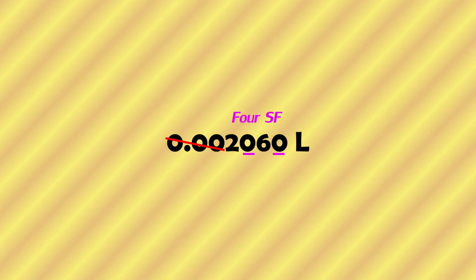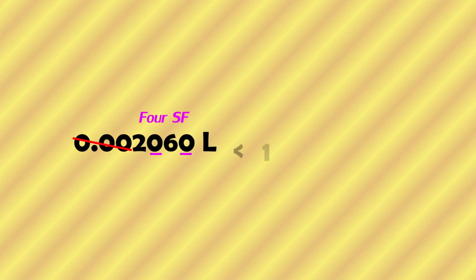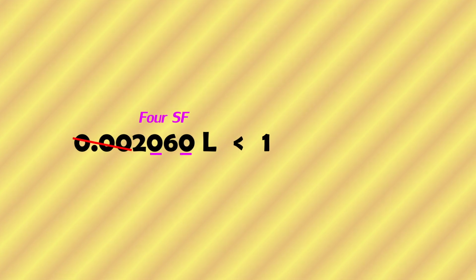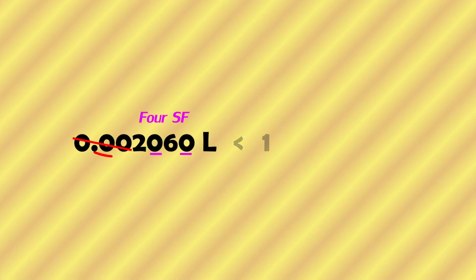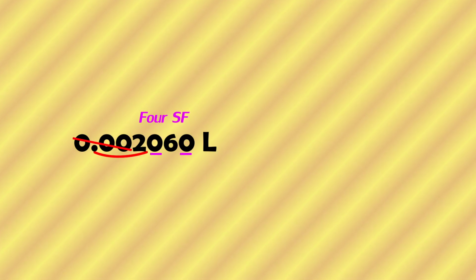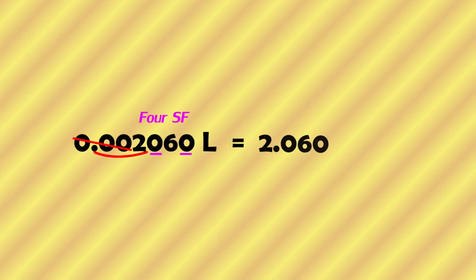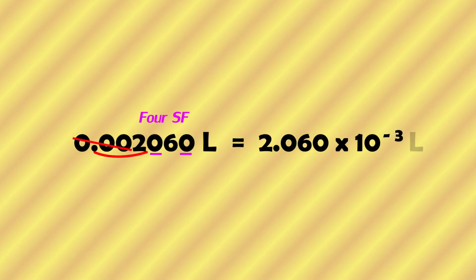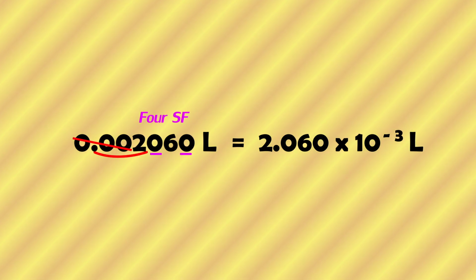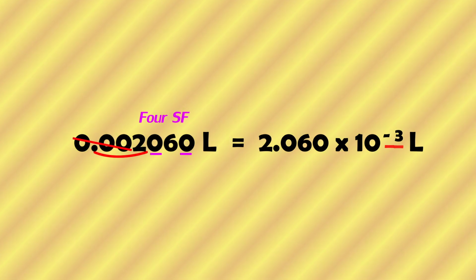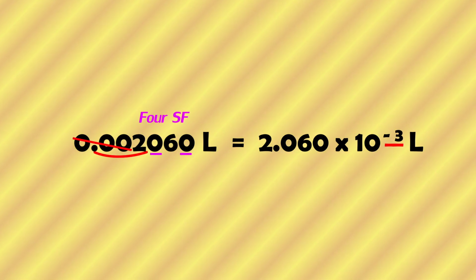So in scientific notation, we look at the original number, you see that it is less than 1. So then all we have to do is bounce that decimal point behind the 2, after the 2, and then we just write it out as 2.060 times 10 to the negative 3 liters. Now remember, because the original number is less than 1, your power of 10 has to be a negative power of 10. And don't forget my units. All right, let's keep going.